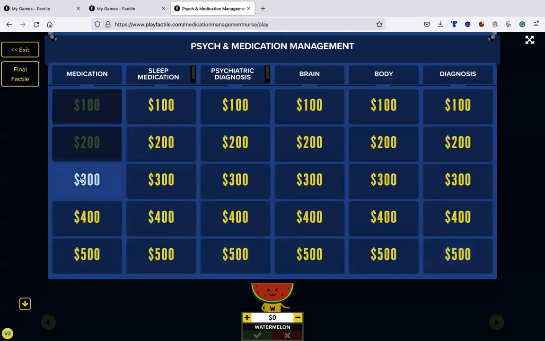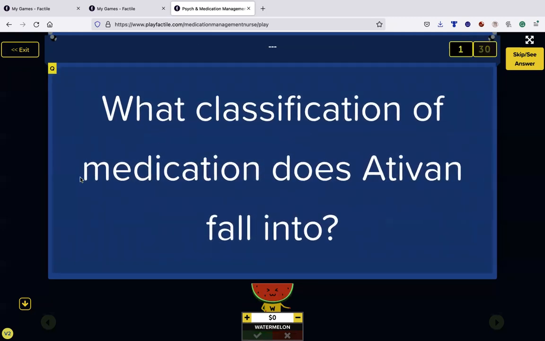All right, the next one we're going to do is, what classification of medication does Ativan fall into? So classification, it is an... my brain just went completely blank. Anti-anxiety. And then specifically, it's a benzodiazepine. We haven't really talked about this because that's what's coming up next week. So I figured that this is why this one's called.